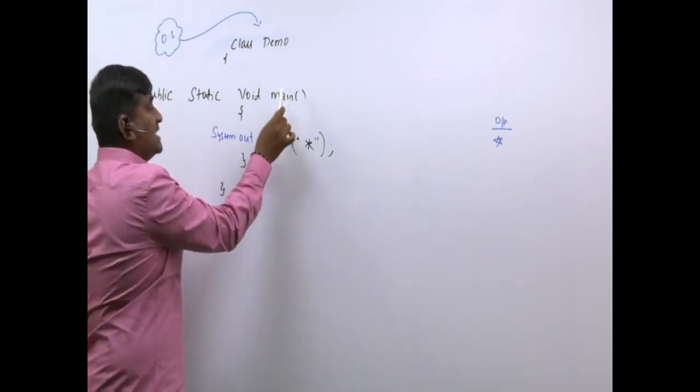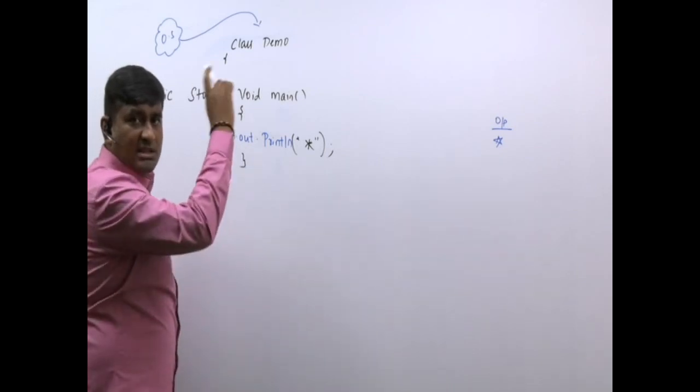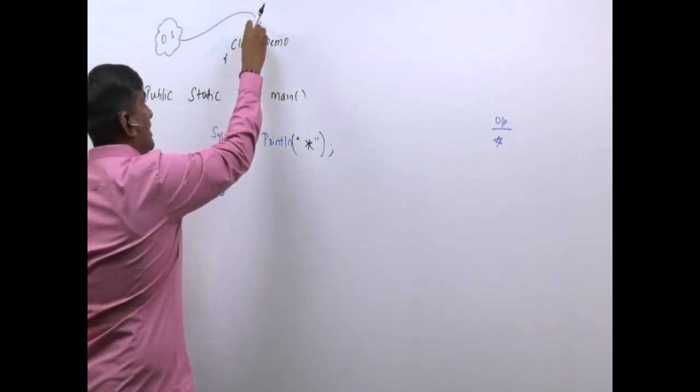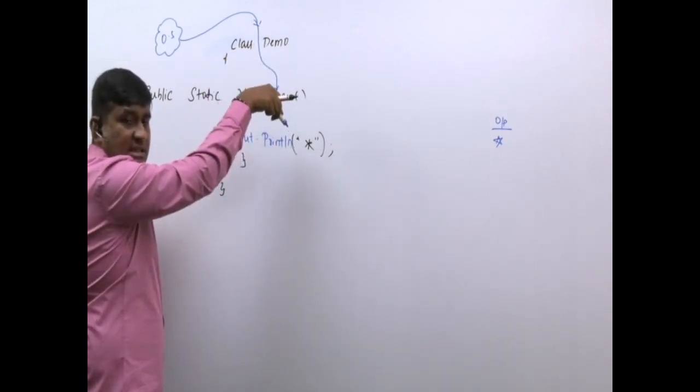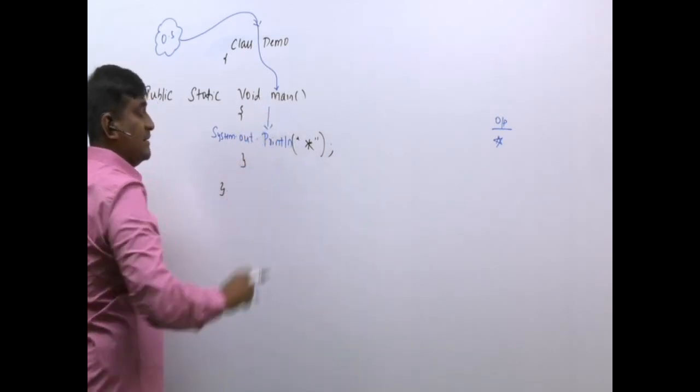In order to access the main method by the OS, the main method is made as what? Static. Now the OS can see it, and the OS can access it. Now your OS will transfer the control to whom? The main method. Now we can see, it can access. So it will give the control to the main method. Now the control will come inside the main method.